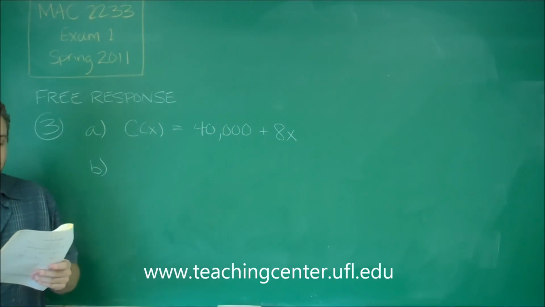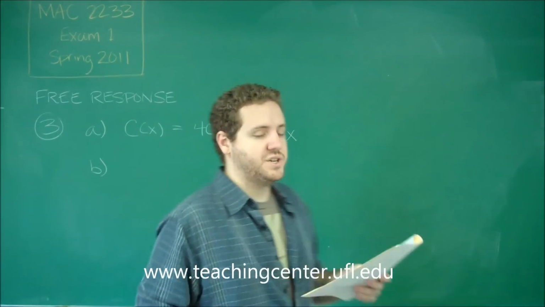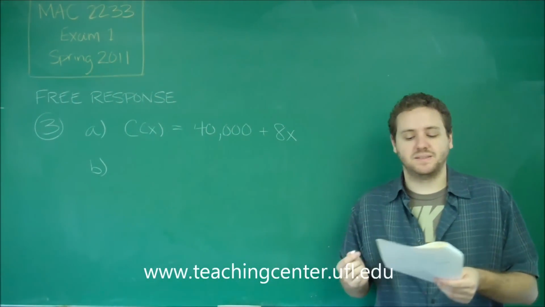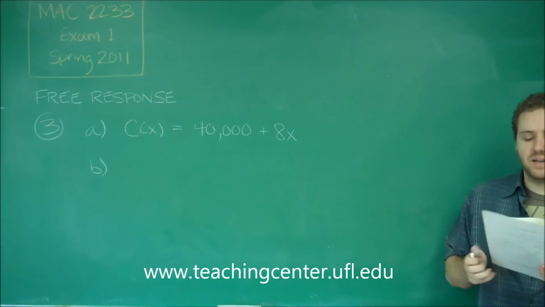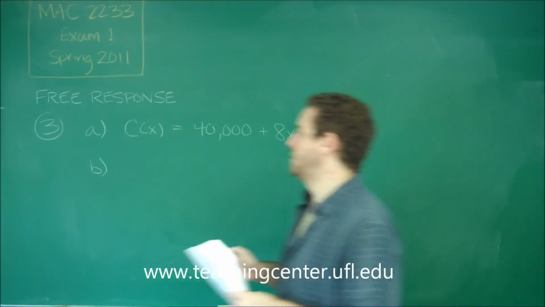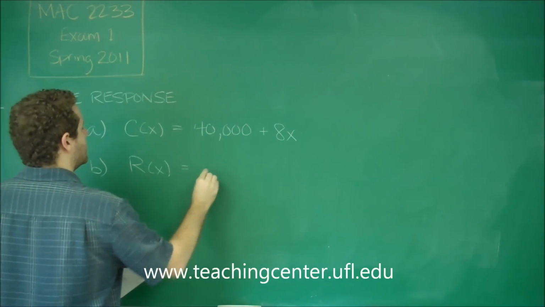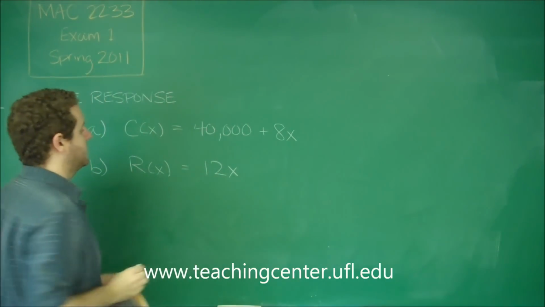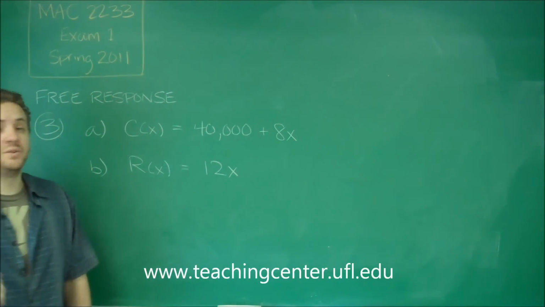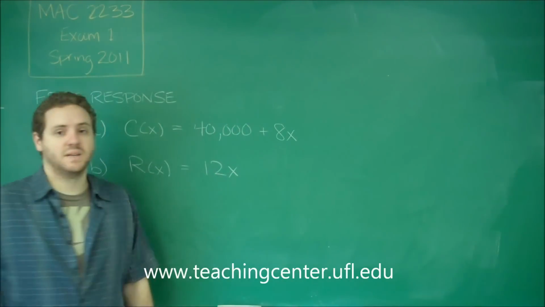Okay, so part B says what is the revenue function? The revenue function is how much money you make. That's the second sentence here. The product sells for $12 per unit. So your revenue function, R of x, is going to be 12x. You make 12 per every unit you sell, so 12 times x.